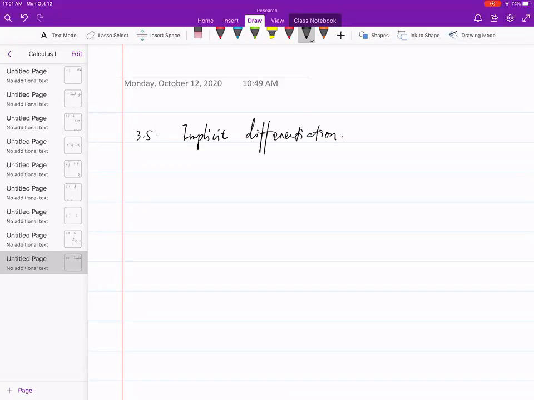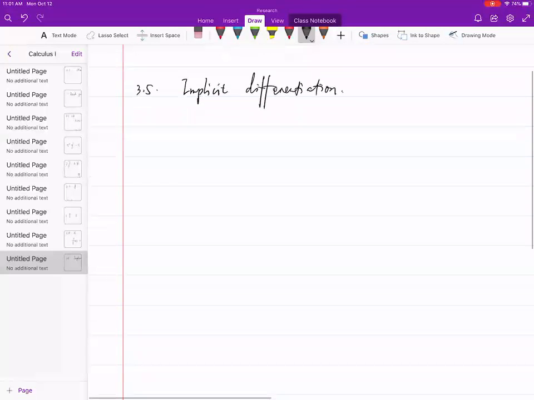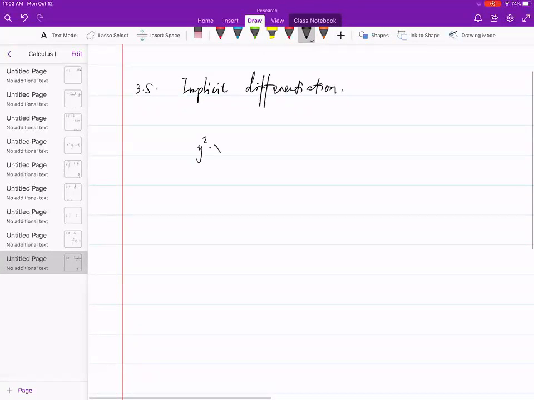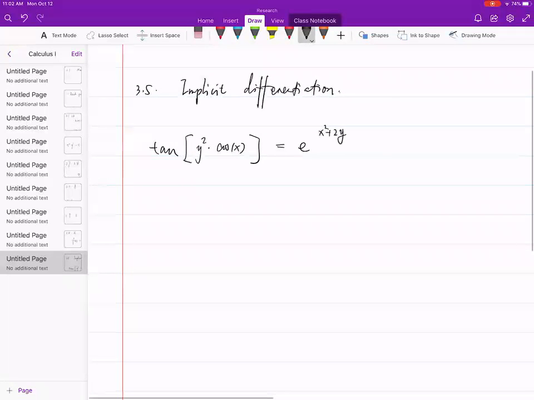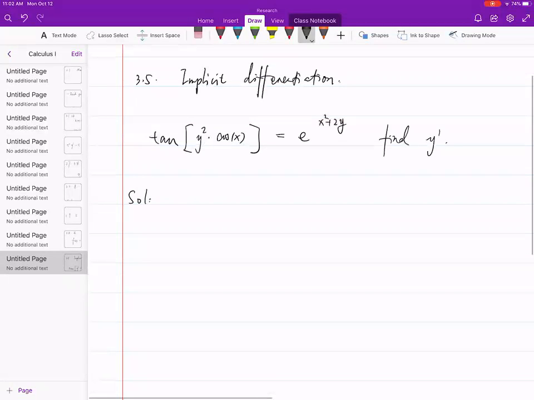Okay, for implicit, basically what we have is an equation involving x and y, and the y is not explicitly given. So you can have something like this. Okay, your job is to try to find y prime. Do you want to do it yourself, Aaron, or do you want me to walk it through first? I can do it myself first. Let's try that then. Let's take 5 minutes, see how far you can get.